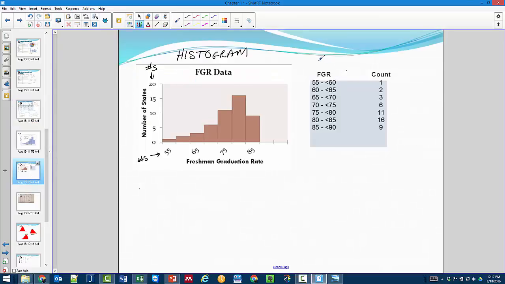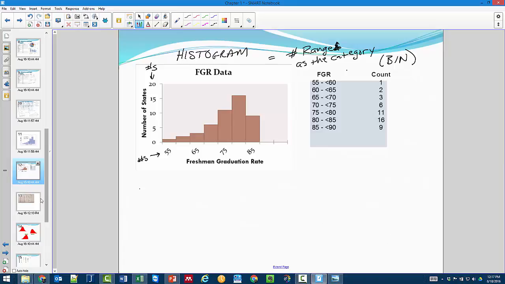Some people even think of a histogram as being made by using a number range as the actual category. A lot of times, and we'll see this in spreadsheet software, some people refer to that as a bin. How many of these fell into this 55 to 60 bin, and how many fell between 60 and 65?